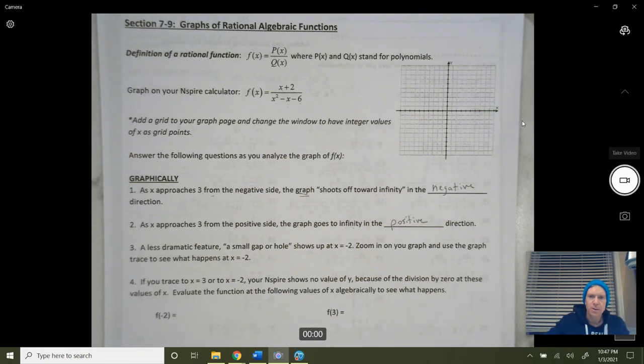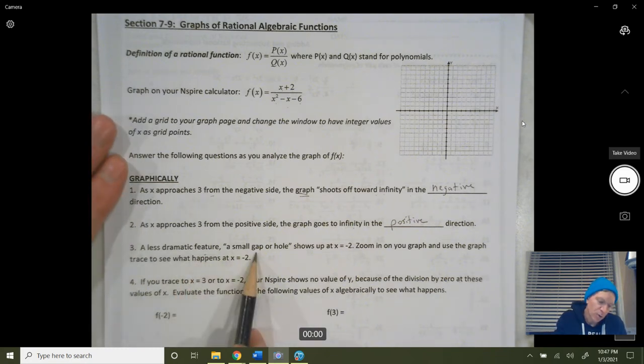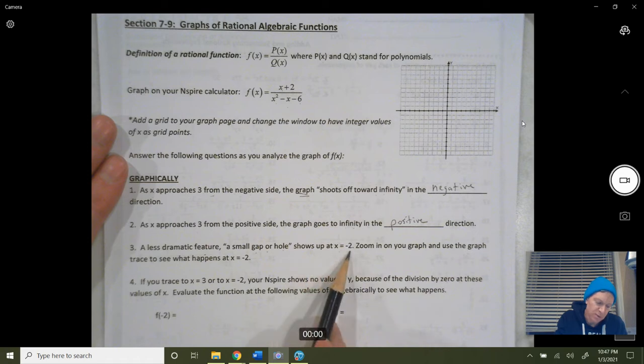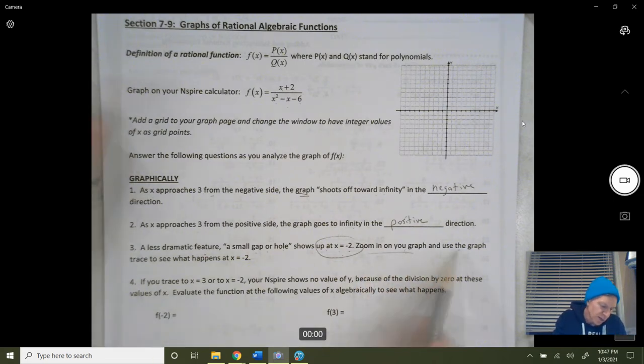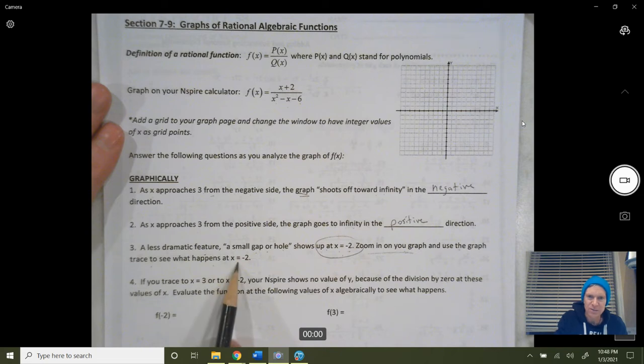Okay, let's go back. A less dramatic feature, a small gap or hole shows up at x equals negative 2. What the heck does that mean? When x equals negative 2. Zoom in on your graph. We're not going to zoom. We're just going to take a look at it. Use the graph trace to see what happens at x equals negative 2.